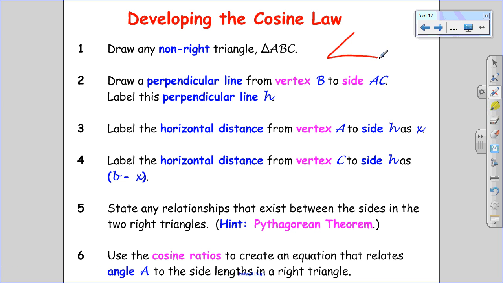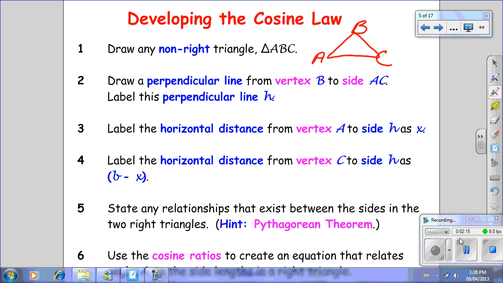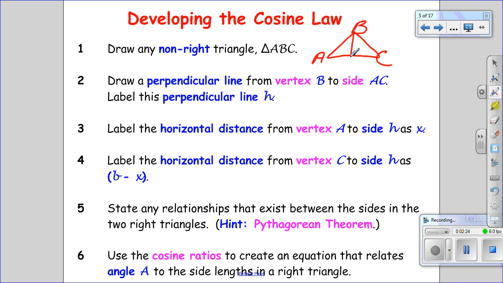And the cosine law is going to work exactly the same way as the sine law did to develop it. We're going to label the 3 vertices of the triangle A, B, and C. Same as we did yesterday deriving the sine law, we're going to draw a perpendicular from vertex B to side AC, and we're going to call it side h for height. The horizontal distance from vertex A to side h is x, so we're going to call this little bit of distance here x. This is pretty easy so far. And we're going to call this distance here b minus x, because the whole side has a length of b.